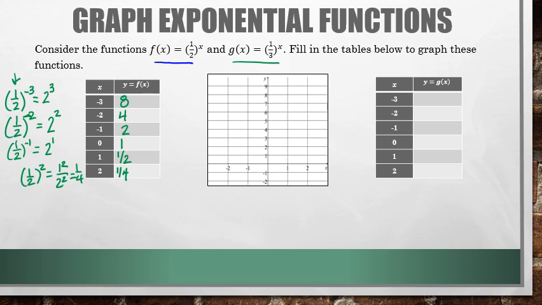I'm going to actually graph this one in blue since I underlined it in blue. So we get -3, 8, -2, 4, -1, 2, 0, 1, 1, 1/2, 2, 1/4.